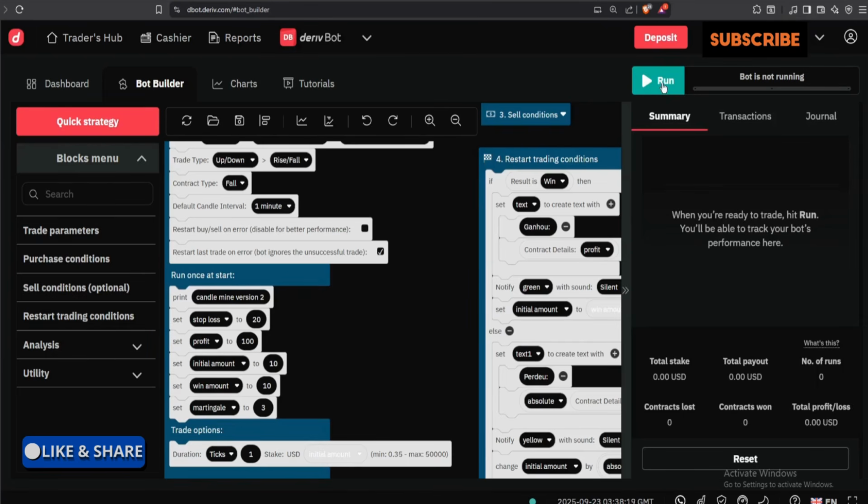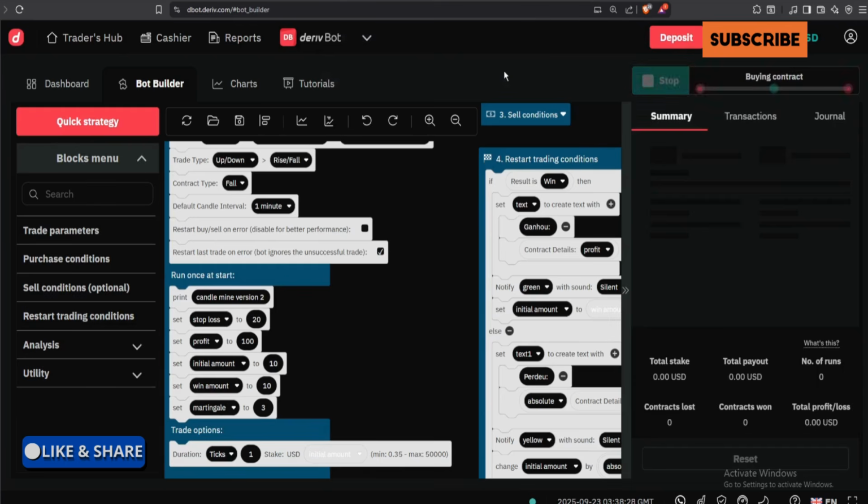Always aim for a profit of at least 50% of your account. Aiming for 100% is good, but it is not consistent and it is not advisable for the long term. So I'll press run and let's see where this will take us.